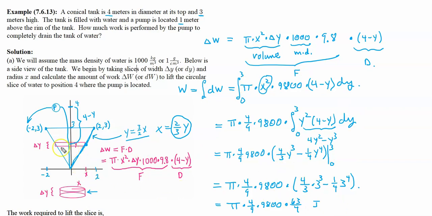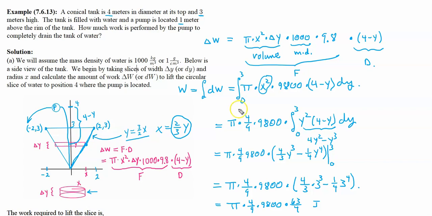Notice the key thing here is to think of taking a little slice of water, calculating how much work it takes to lift that up to the location of the pump, and that gives us the small dW, a small change in work right here. The delta y becomes a dy. That tells us what we want to integrate with respect to.